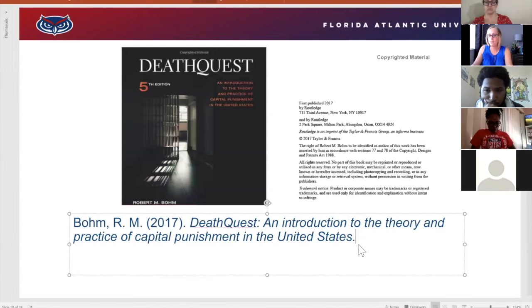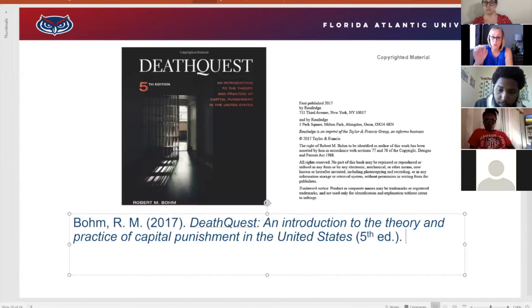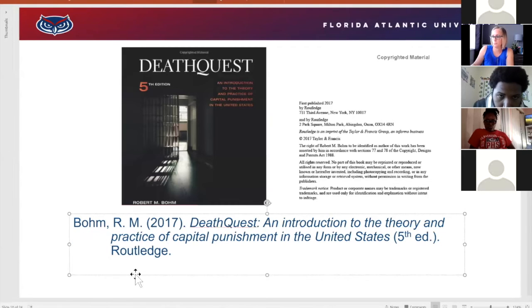Okay, and then this is the 5th edition of a book. So if a book has more than one edition, then you say that. You do 5th and then ed. period, all within parentheses, and then you do another period, and then you type the publisher. Okay? So this is how you would cite a book. Okay, so Boehm wrote this entire book. There's not different authors for each chapter, and we'll talk about that in just a second.